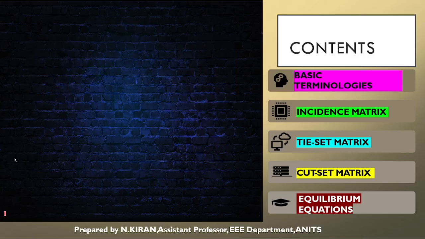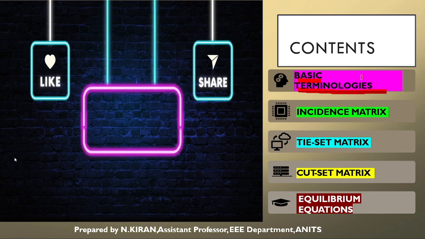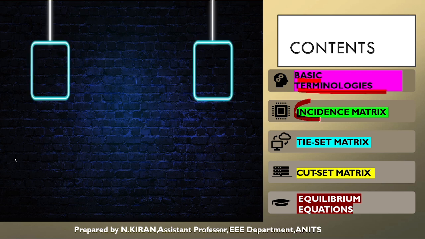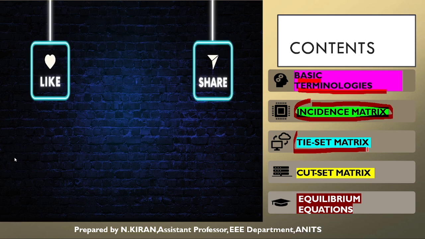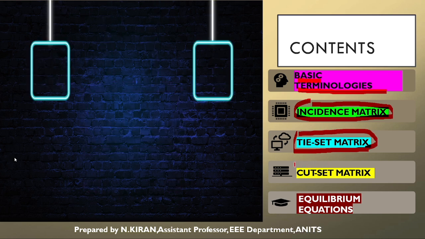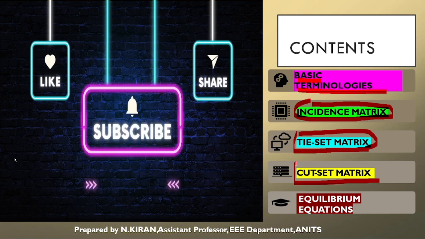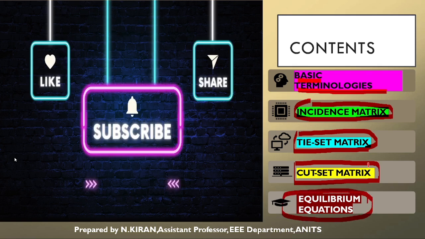So the various contents in this video lecture will be: first we are going to see what are the basic terminologies that are going to be used in this network topology. Then secondly, we are going to see the procedure, how to construct an incidence matrix. Thirdly, we are going to see the procedure of how to construct a tie set matrix. And fourthly, we are going to see the procedure of constructing cut set matrix. And using these matrices, how we can write the equilibrium equations, we are going to see lastly.